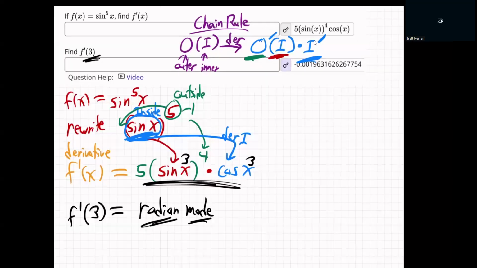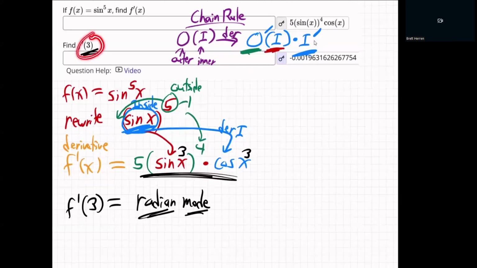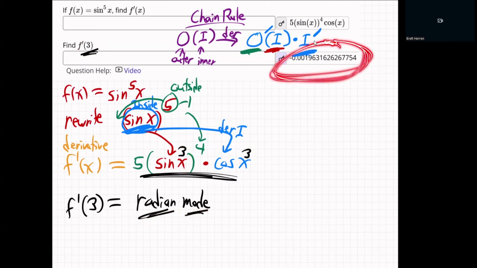How do we know? Well, we just assume if they don't say anything, it's automatically radians, unless they specifically say degrees. So radian mode, put a 3 in, put a 3 in, hit the buttons on your calculator and the Desmos calculator or whatever calculator, and you'll get that answer right there. So there we go.